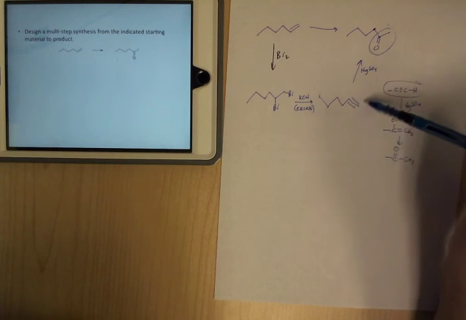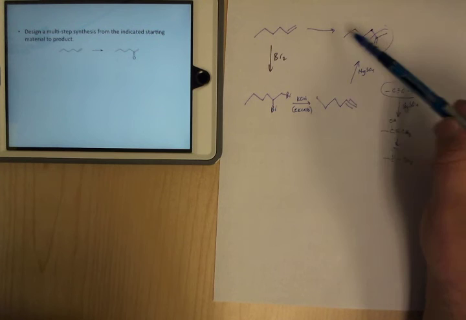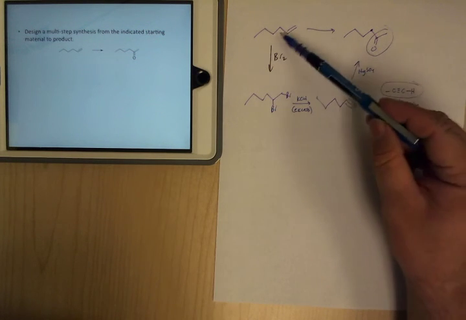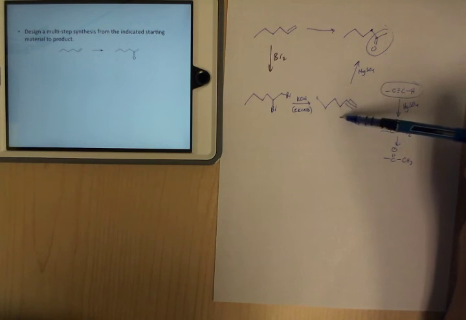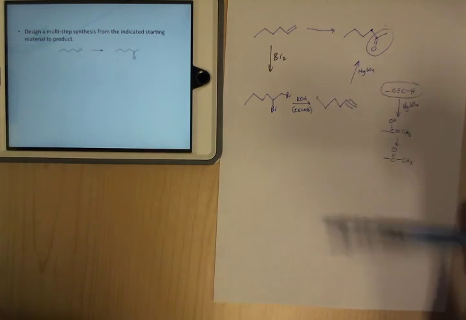You have to install the triple bond and then do that. Stuff like that. So in order to put in that triple bond, you have to do a two-step process. Add the bromine, and then add KOH to it. Okay, there you go.